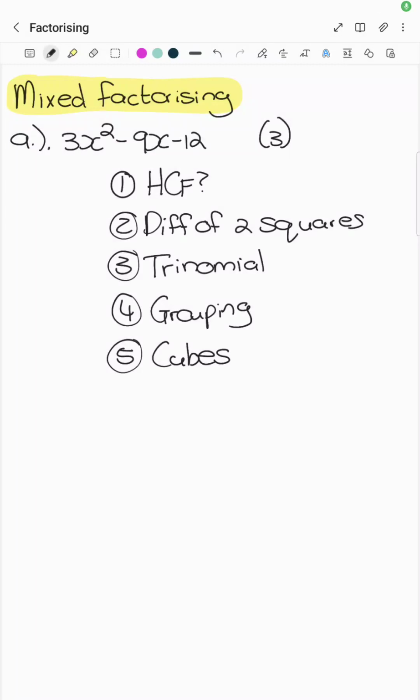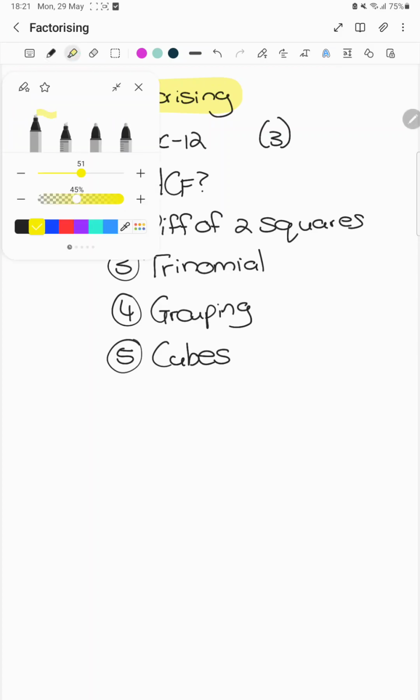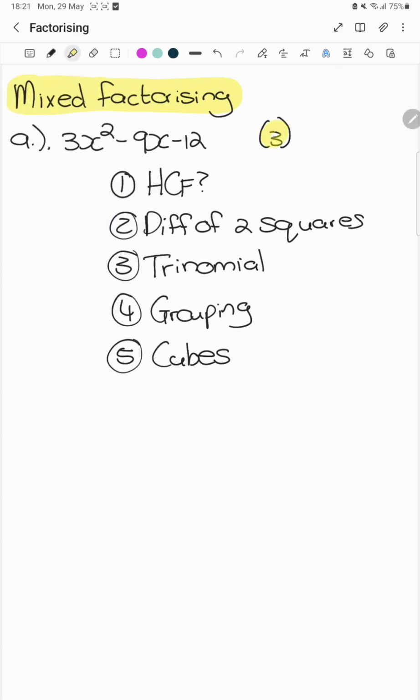So let's look at a mixed factorizing exercise. Question A is 3x squared minus 9x minus 12, and the mark allocation is 3 marks. Now usually most factorizing sums only count 2 marks. So the fact that this one is counting 3 means there is something extra you have to do.